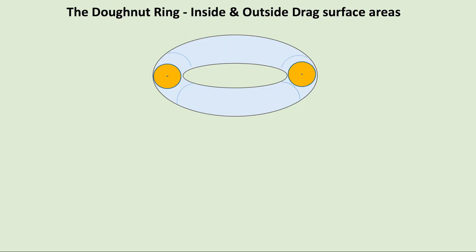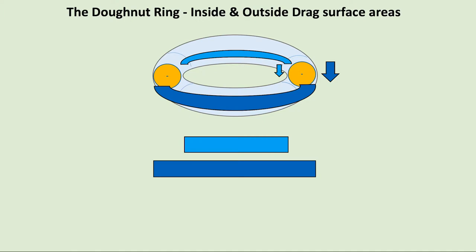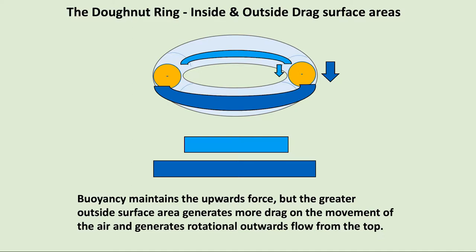Consider the vortex rising as a donut ring then, or a smoke ring, and the inside and outside drag surface areas. On the inside of the ring, there's considerably less surface area than the outside of the ring. Buoyancy maintains the upward force, but the greater outside surface area generates more drag on the movement of the air and generates rotational outwards flow from the top.